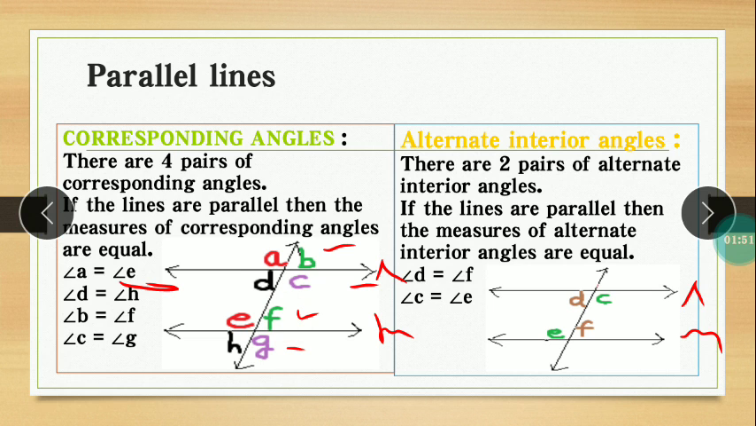Next, come to the alternate interior angle property. There are two pairs of alternate interior angles. First one is angle D and angle F, and angle C and angle E. If L and M are parallel, then these two pairs of alternate interior angles should be equal. So angle D is equal to angle F and angle C is equal to angle E. The converse is also true. If angle C is equal to angle E, then L is parallel to M, or if angle D is equal to angle F, then L is parallel to M.